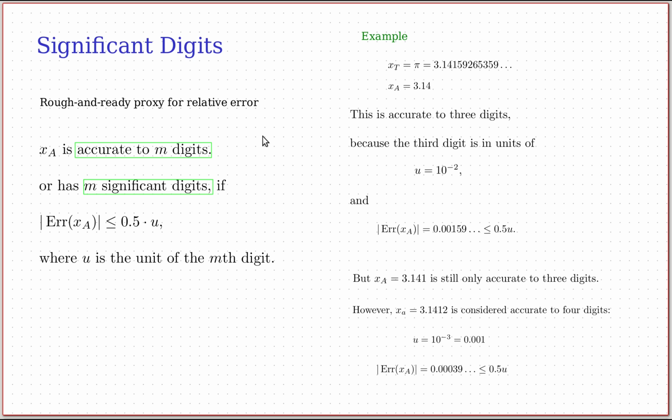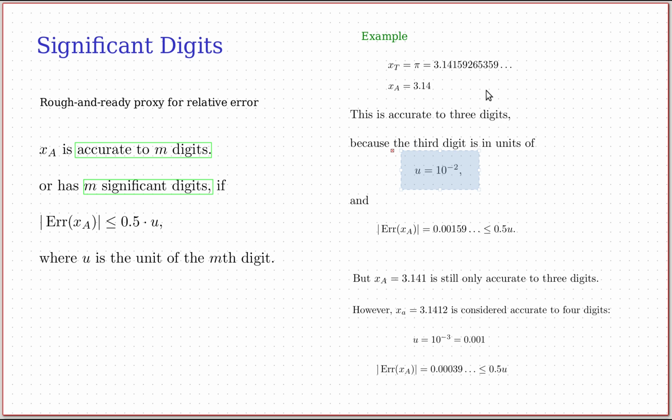And that is actually true. But the technical definition for being accurate to 3 digits goes like this. We say, what is the unit of value in the position of the third digit? So the third digit in this is 4, right? The 4 is in the hundredths place, right? It's in the second decimal place. So the unit of value in this position, we could say, is 10 to the negative 2. That's our unit of value in the third digit.